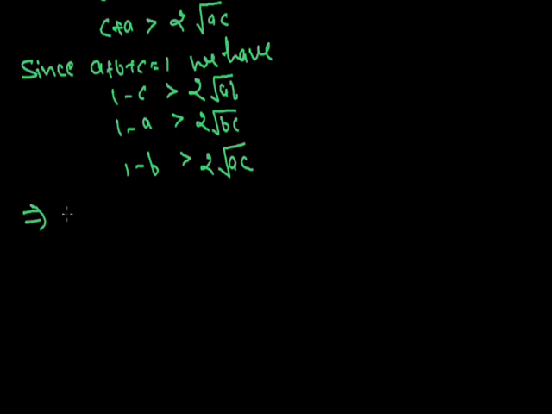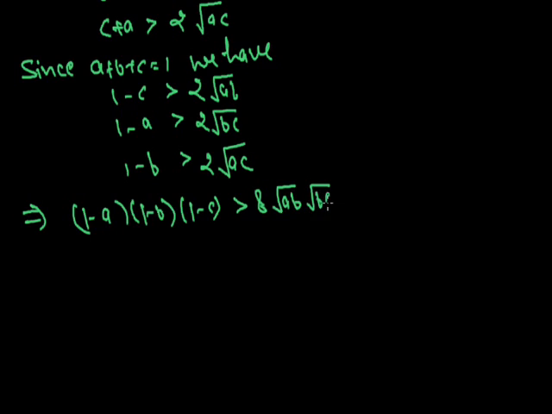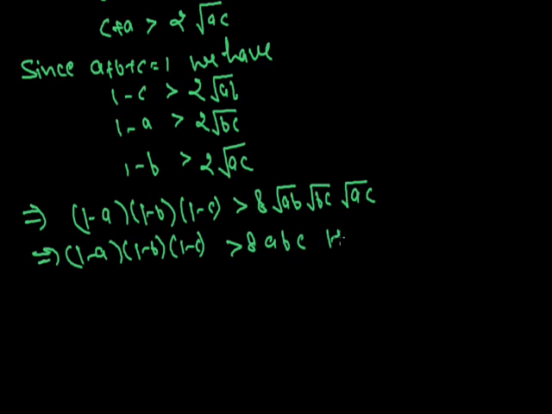By multiplying all these three inequalities, we would have (1 minus A) into (1 minus B) into (1 minus C) is greater than 8 root AB root BC root CA. So we have (1 minus A)(1 minus B)(1 minus C) is greater than 8ABC, hence proved.